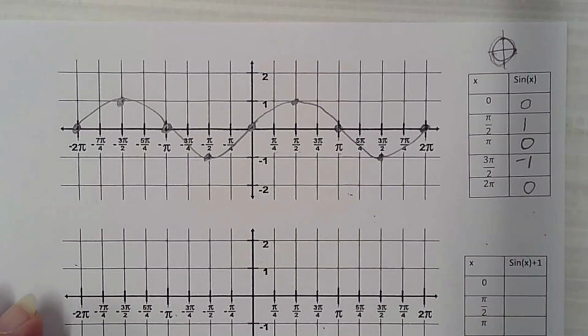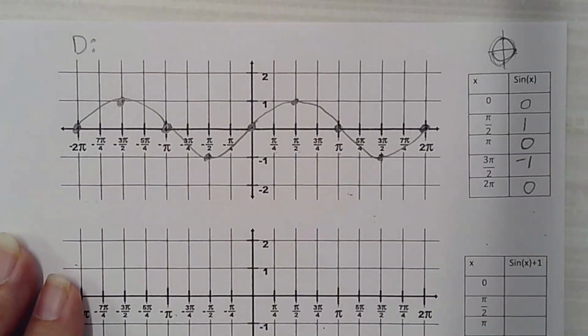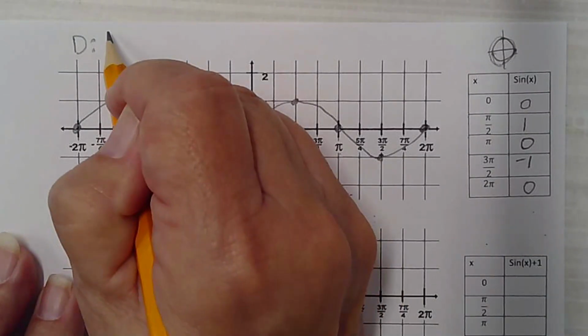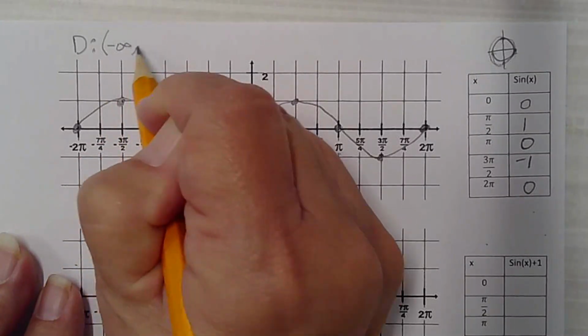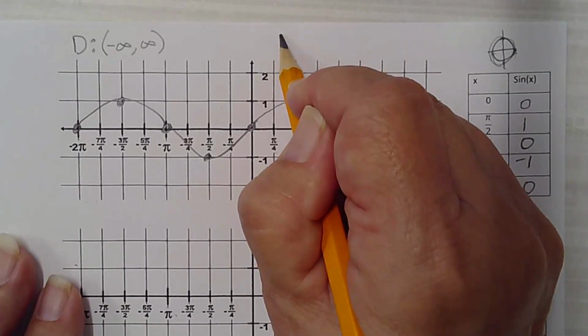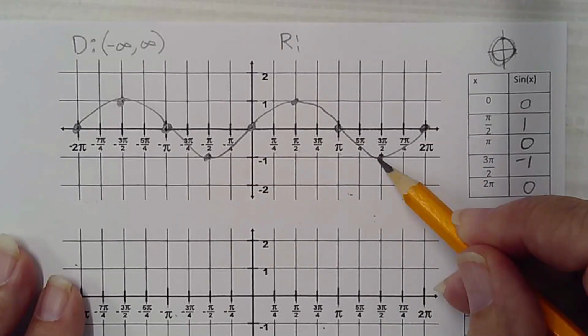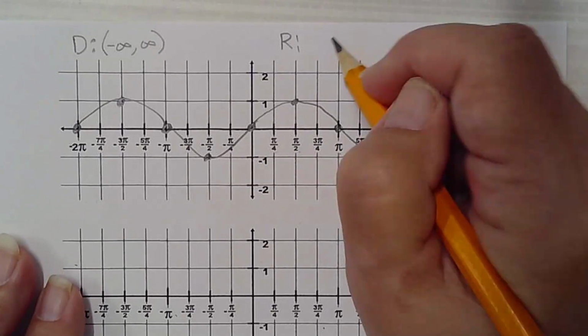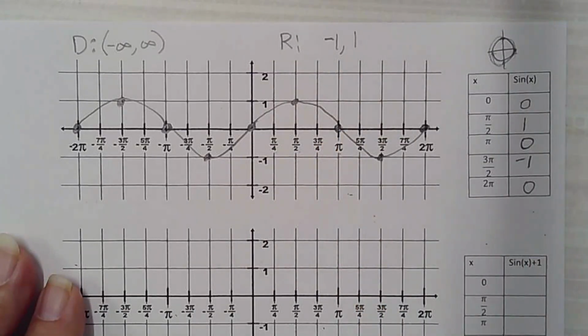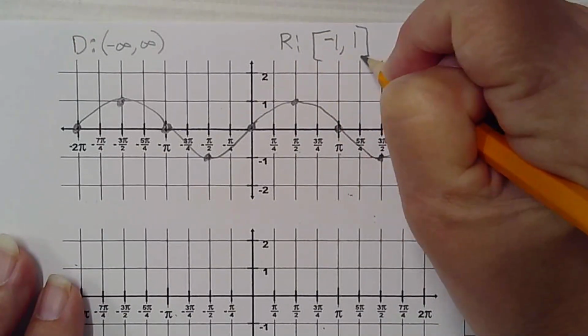So let's talk about a few things. What is our domain? All real numbers. We're going to write our domain in interval notation, so we're going to go from negative infinity to positive infinity. What's our range? Negative 1 up to positive 1, in brackets, because we include those endpoints. You are correct.